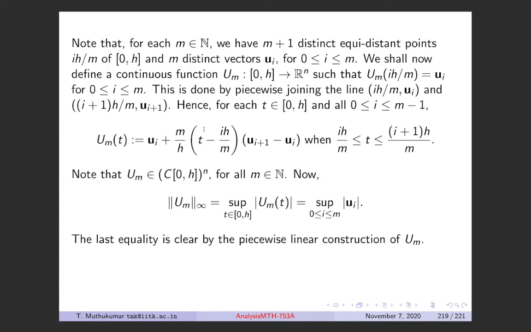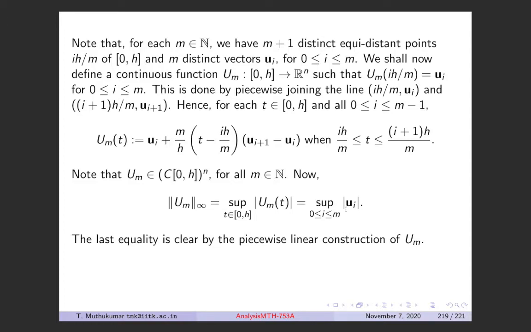Now, the way we have defined it is a continuous function, there's no doubt about it, because it's just a piecewise linear construction. And if you actually compute the sup norm of U_M, it is the supremum over all Ui, because the line is always joining from one Ui to another Ui. So the maximum of the function can only be the maximum of the Ui's. It cannot take any maximum value between two Ui's. So the supremum of capital U_M is the supremum of Ui's.